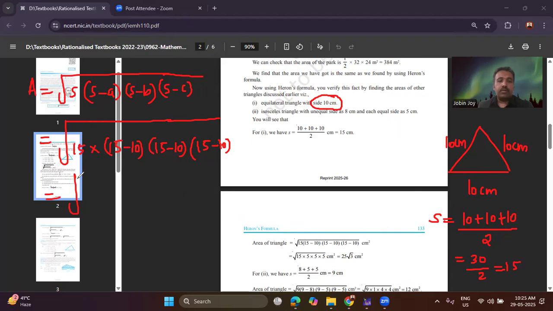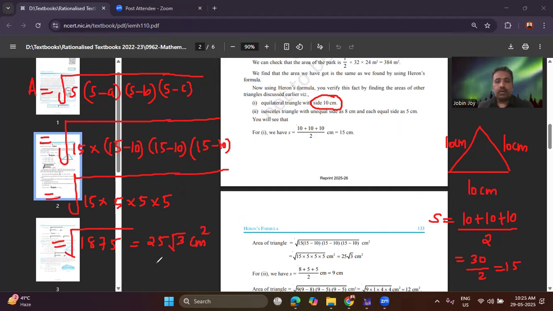So that will be equal to square root of 15 into, what is 15 minus 10? 5, right? So 5 into 5 into 5. So that will be equal to 1875, which is 25 root 3. 25 root 3 centimeter square. This is the area of the triangle. And the final answer will be 43.30 centimeter square. So in this way, you can calculate the area of any triangle.